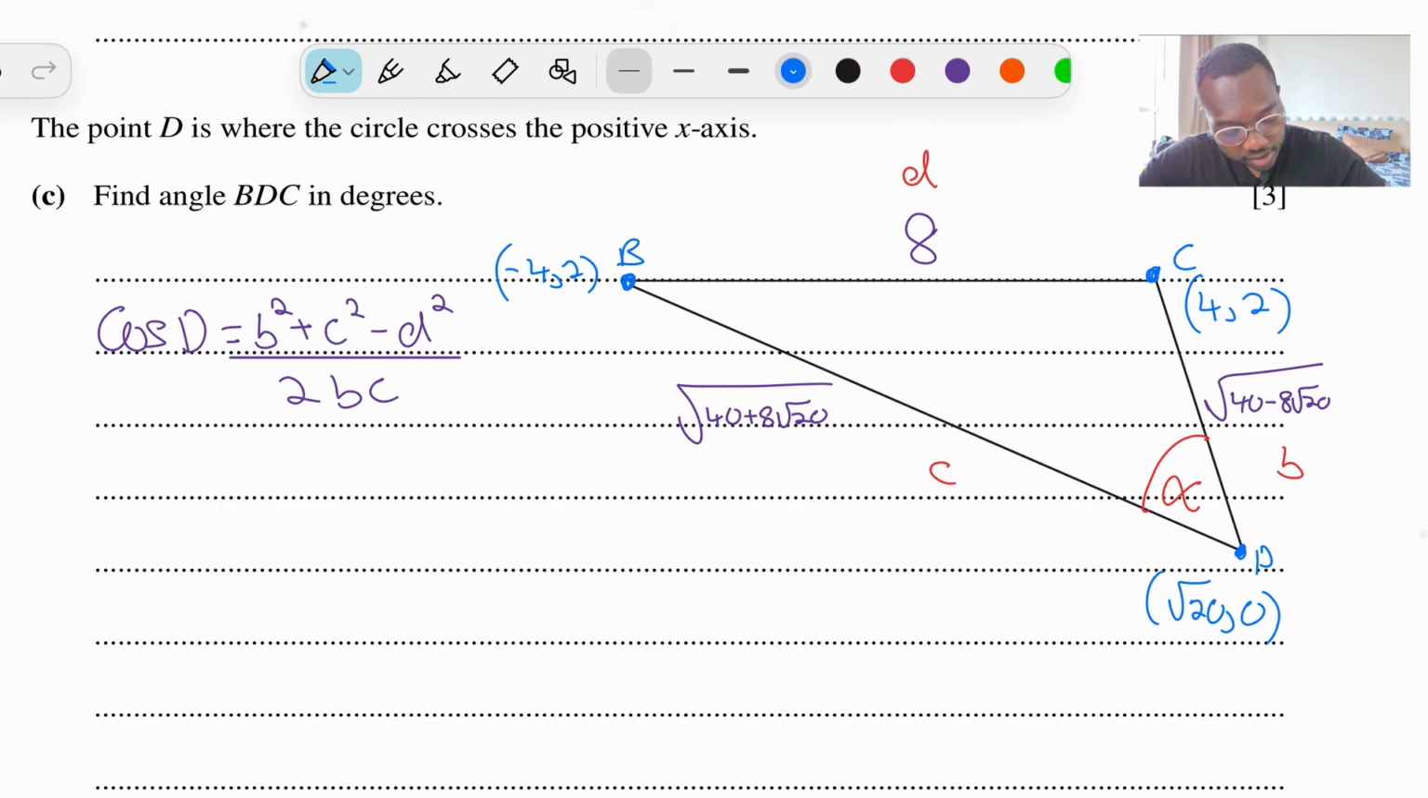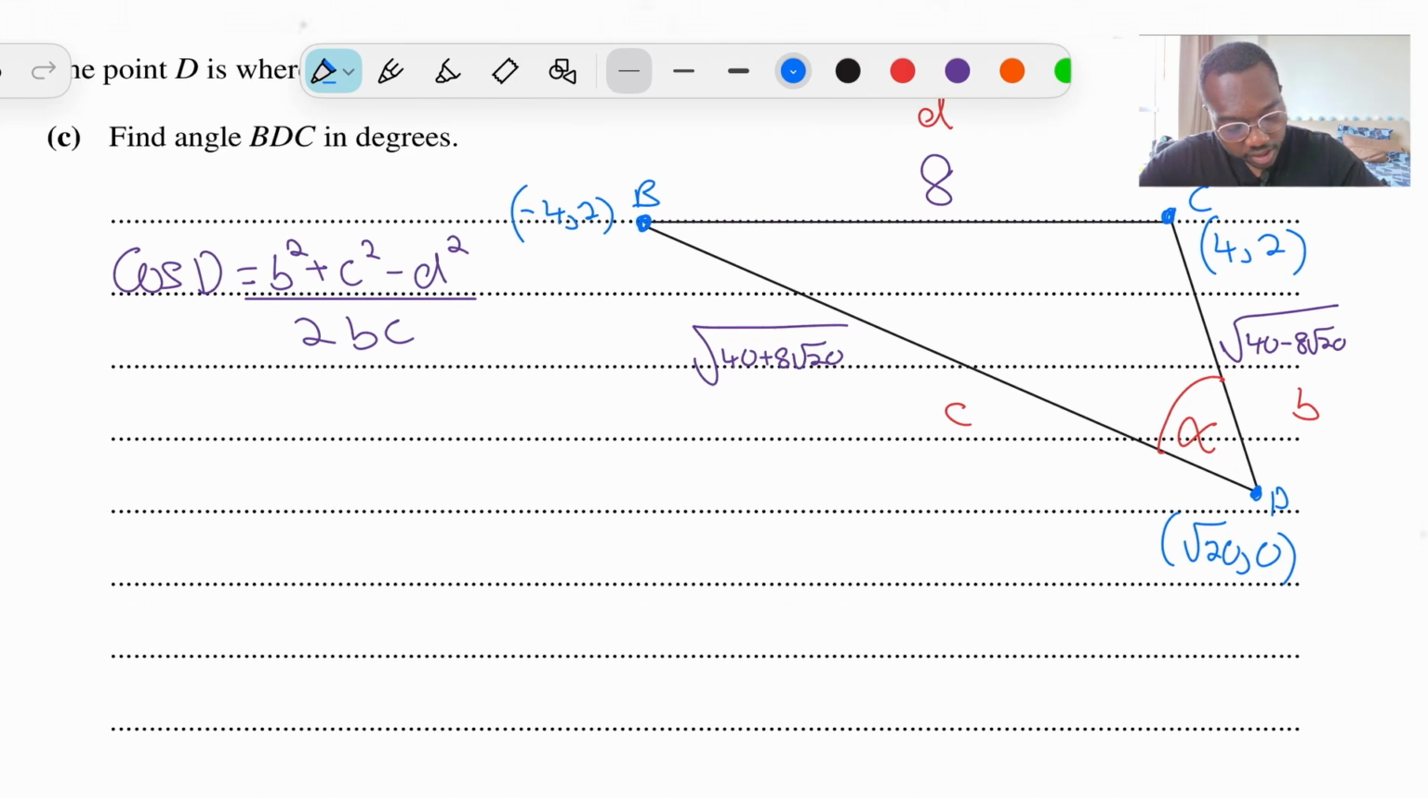And so now, let me just work this out fully, because we can actually work this out fully and simplify it down. So I'm going to do cos of D. Because we're just squaring, the square root will cancel out. So we're actually just left with 40 plus 8 root 20, and then another 40, this time minus 8 root 20, and then that will just be minus D squared.